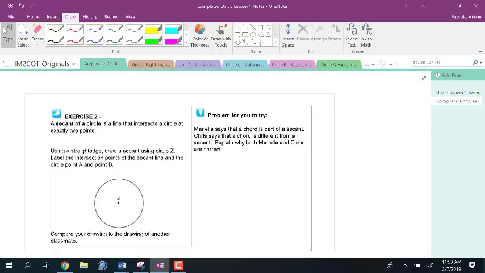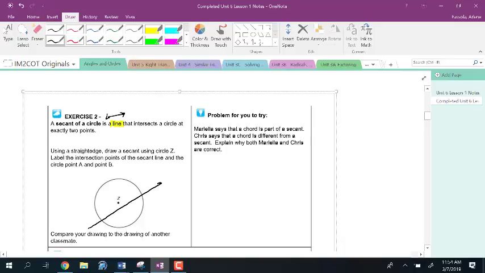We're going to do 2 new vocabulary words. One is called a secant. A secant of a circle is a line that intersects a circle at exactly 2 points. So we're going to use a straight edge and draw a line that intersects our circle Z in exactly 2 points, which we will label A and B.